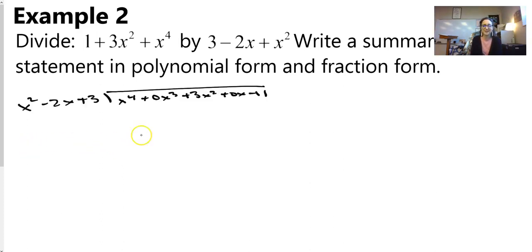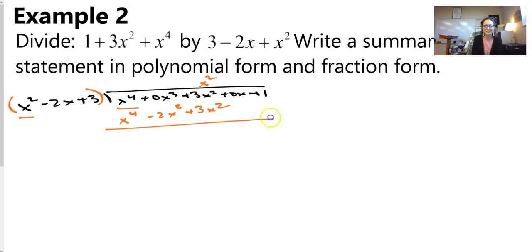All right, so make sure you got everything in descending order, zeros in for your missing terms, and then let's go ahead and start. So x to the 4th divided by x squared is going to be 1x squared, right? So I'm going to put that here. I'm going to take that orange piece and distribute it to this whole trinomial. So that's going to be x to the 4th minus 2x cubed plus 3x squared. What's my next step?